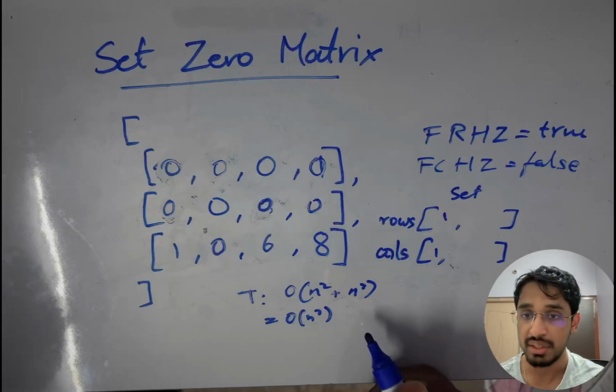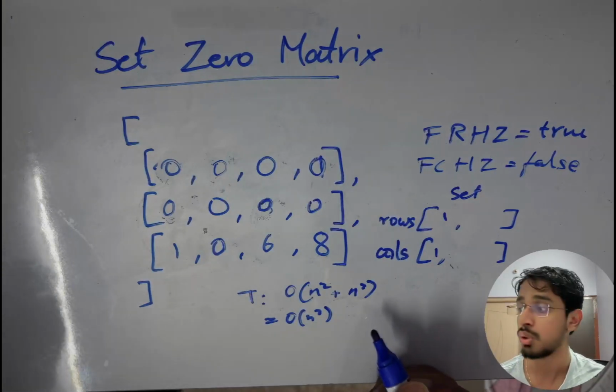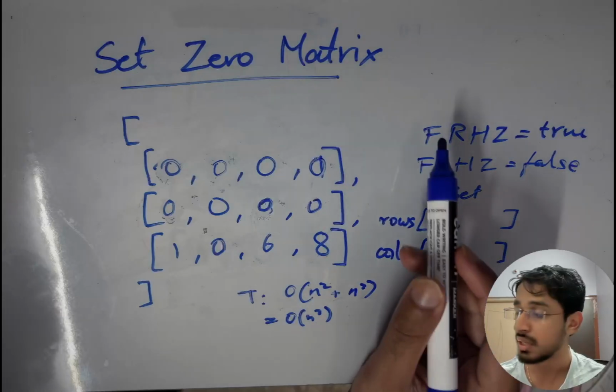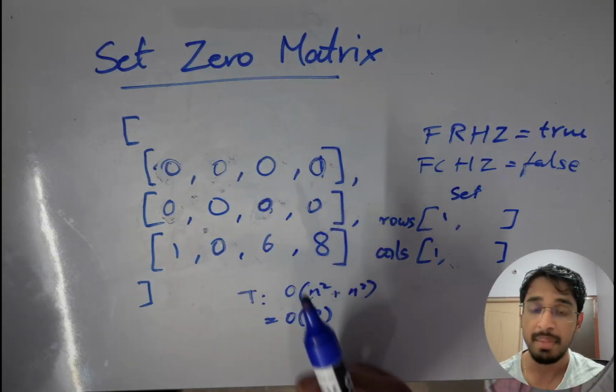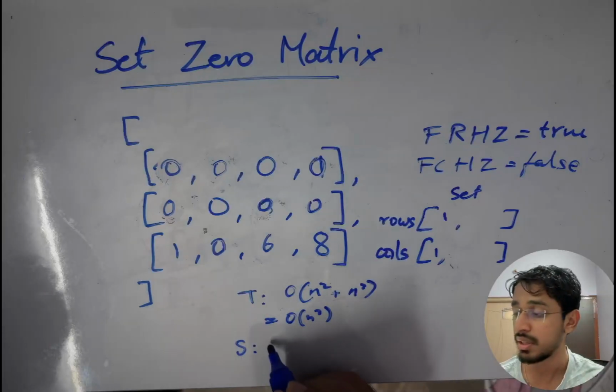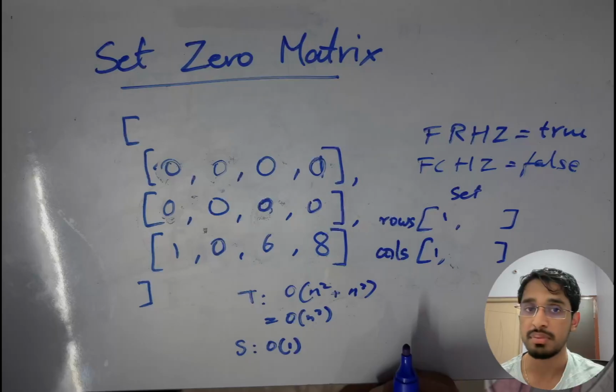So we have just simplified this, and the best part is we are not creating any kind of additional data structure, although we are creating one for the 2 flag values, but this is irrespective of the matrix size. So we just say the space complexity is O of 1. So this is the solution for the problem set 0 matrix.